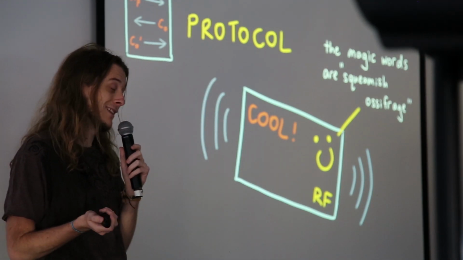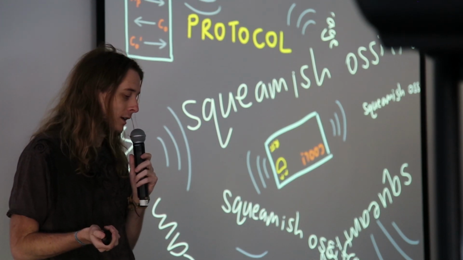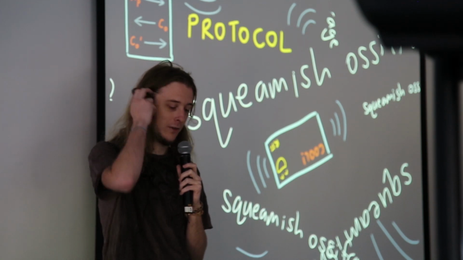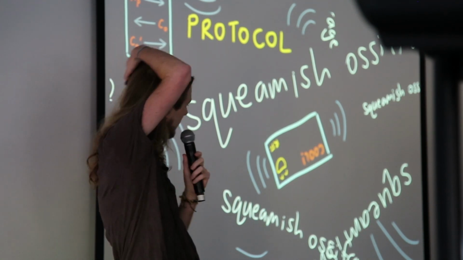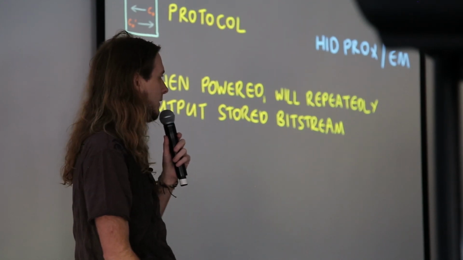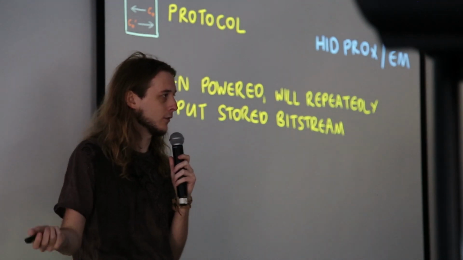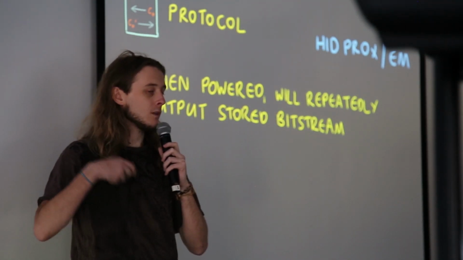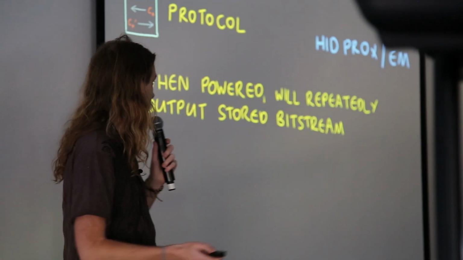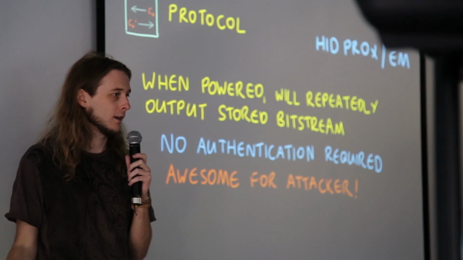And as an additional thing, they'll tell you over and over without even being asked. You provide power to these cards, and they'll spit out their magic number bit stream over and over. So there is no protocol there, basically. You power up the cards, you get the number, and then the real reader will be checking that with the controller to see if you're allowed into the location. From our point of view, it makes it very easy to clone. When powered, these cards will repeatedly output their stored bit stream. No authentication required, so this is awesome for an attacker.